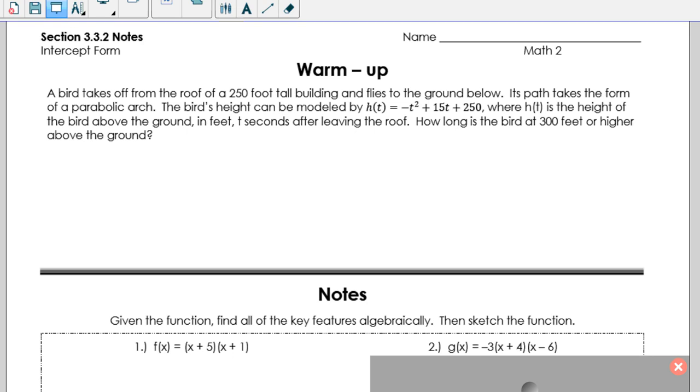All right, so today we are going to be reviewing intercept form. So again, you guys, things that you really should be understanding.